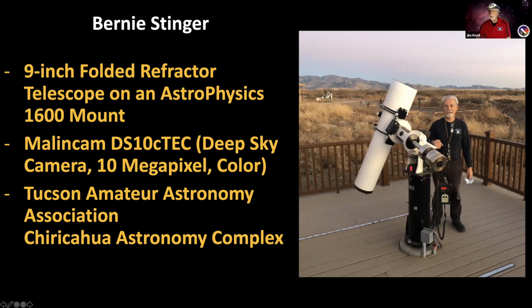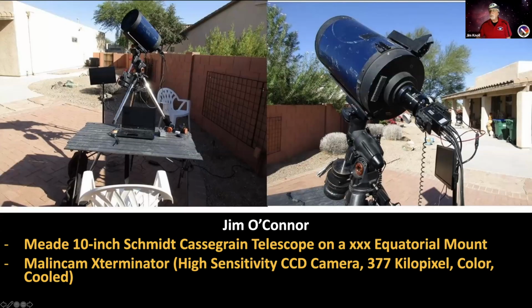All right, thanks, Bernie. Now we'll take a look at Jim O'Connor's setup. Go ahead, Jim. What you're seeing are two different views of my setup. One is a little farther back so you can see the whole assembly, and the other is a little bit closer view of the back of the telescope where most of the work's going on. The telescope is a 10-inch Mid-Cassegrain, and it's on an AVX Celestron equatorial mount.